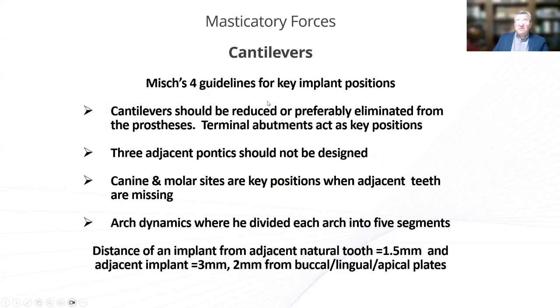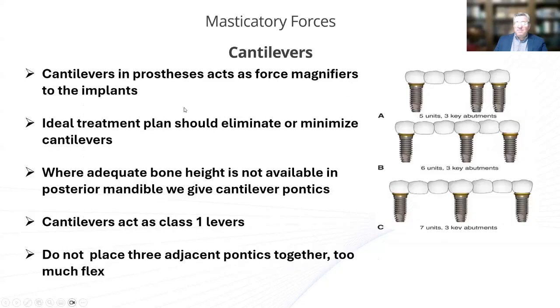Mish has 4 guidelines to key implant position. Cantilevers should be reduced or preferably eliminated from the prosthesis. Terminal abutments act as key positions. 3 adjacent ponics should not be designed. Canine and molar sites are key positions when adjacent teeth are missing. Arch dynamics, where the doctor divided each arch into 5 segments. We'll talk about segmenting next. The distance of an implant from the adjacent tooth is 1.5 millimeters, and from an adjacent implant is 3 millimeters, with 2 millimeters on buccolingual apical plates. So what does that mean, the cantilevers?